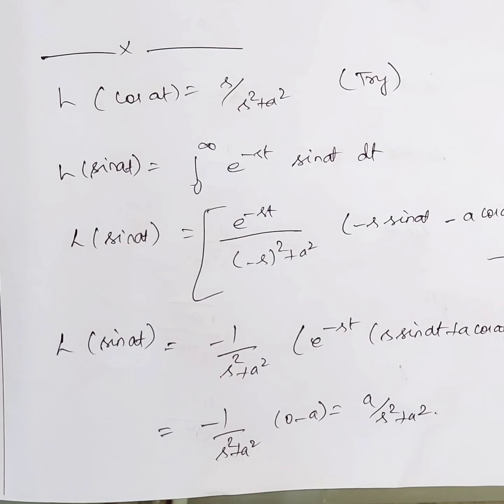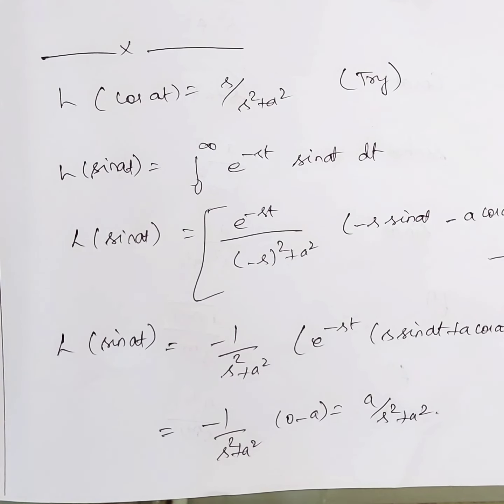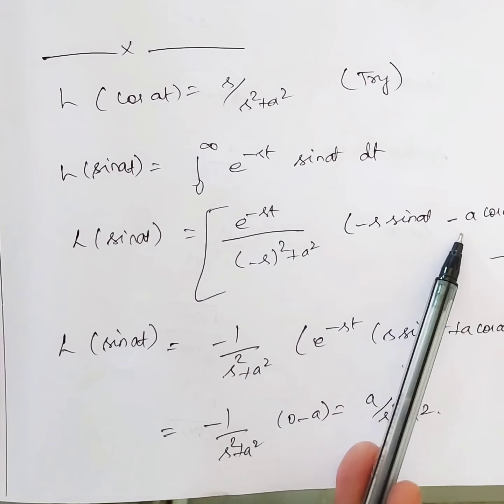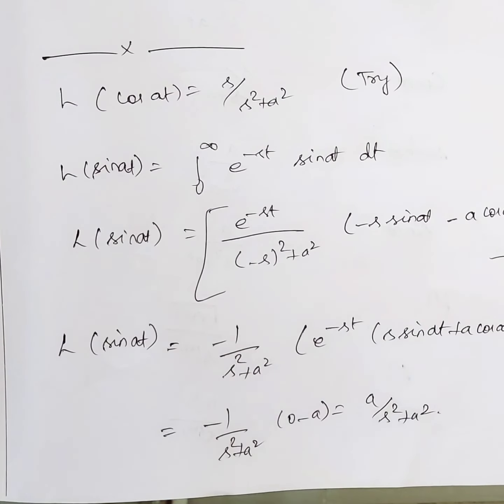And hope you know the formula for integral of e power at cos bt. What is the formula? E power at by a square plus b square, a cos bt plus b sin bt. That is an easy formula. Only for sine we have a negative sign over here. That's it.